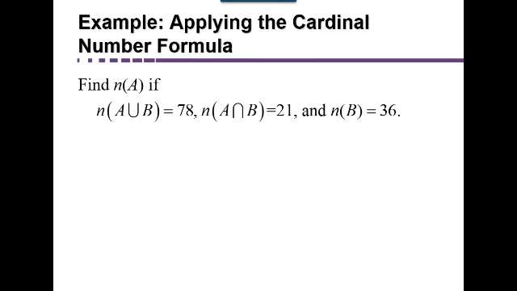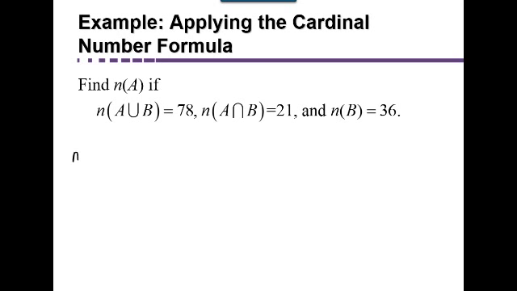you will have problems like this. It says find the number of elements in A. If the number in A union B is 78, the number in A intersect B is 21, and the number in B is 36. All right, so there are two basic approaches to this problem.